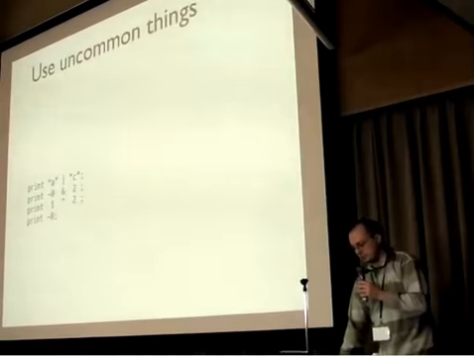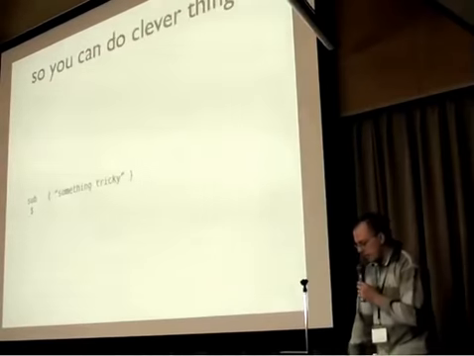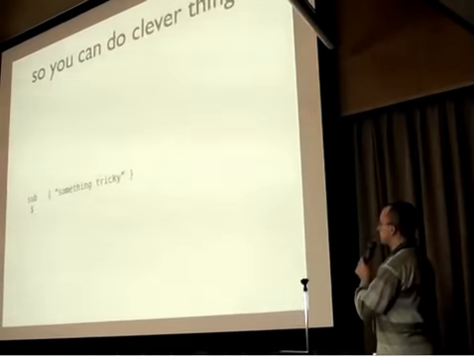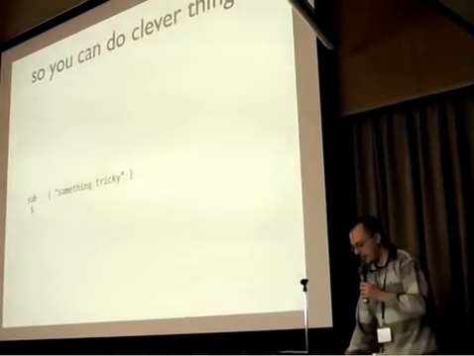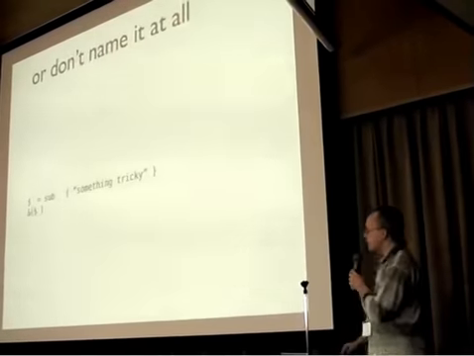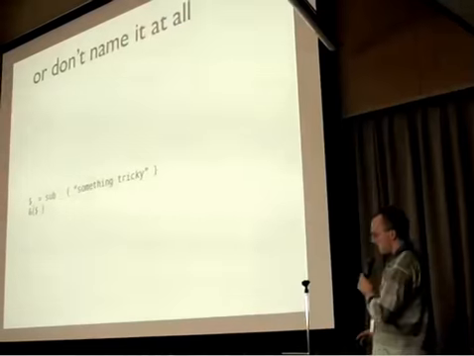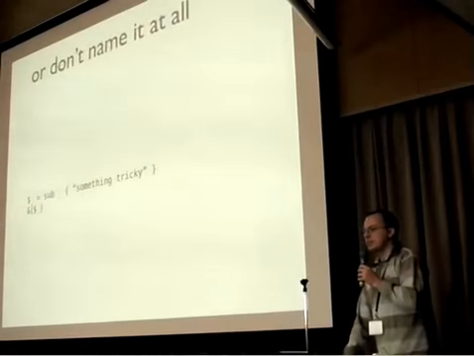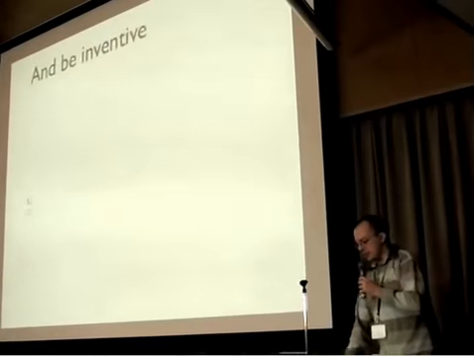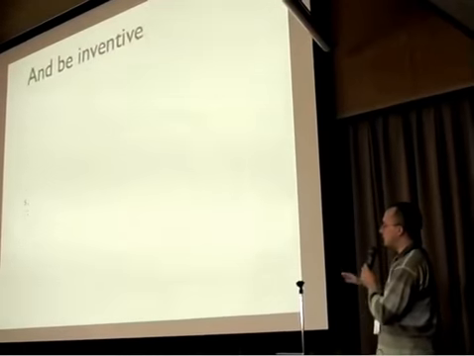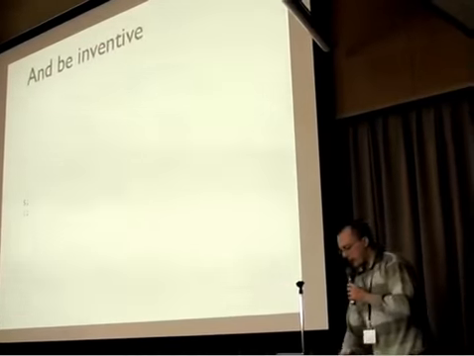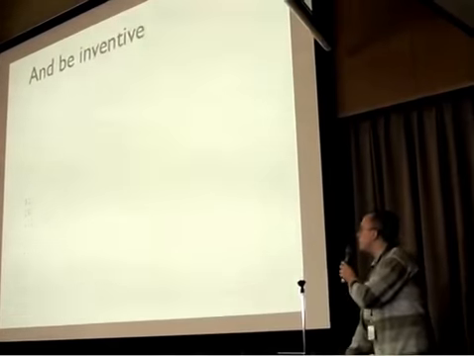Subroutines. If you name your subroutine something clever, then you can do clever things with them. Or if you don't name them at all, you can start being inventive. Like, for instance, substituting a new line and replacing it with nothing. In fact, you can be very inventive.